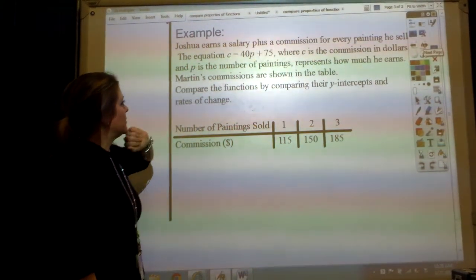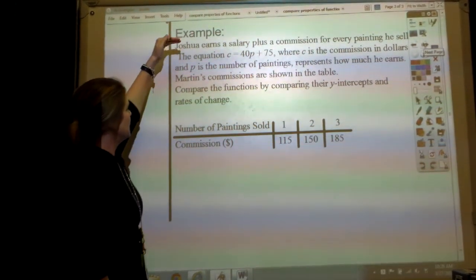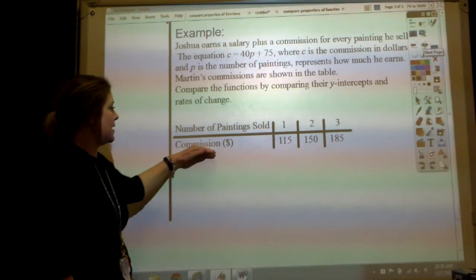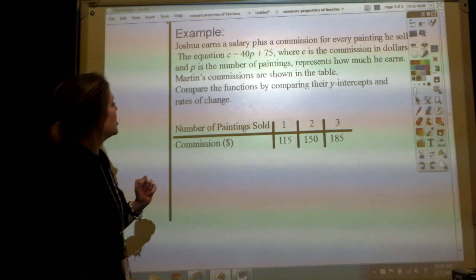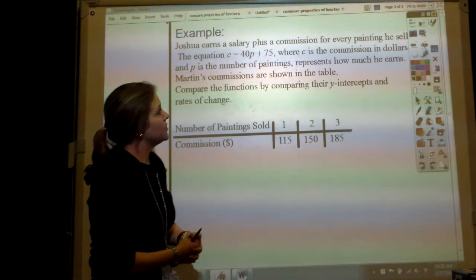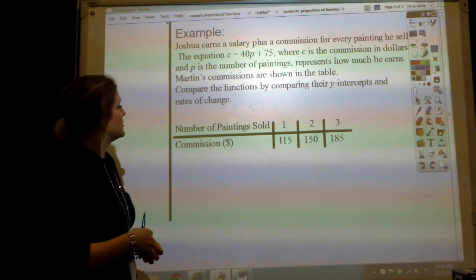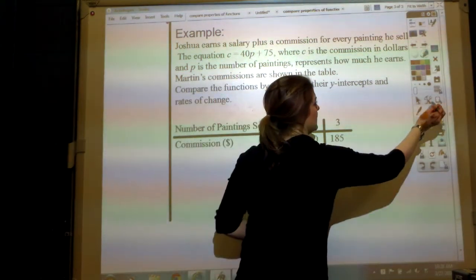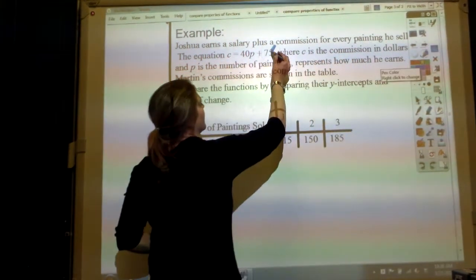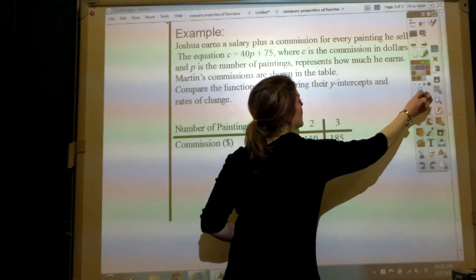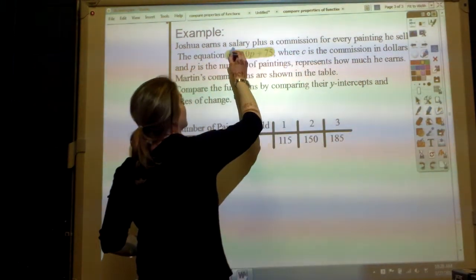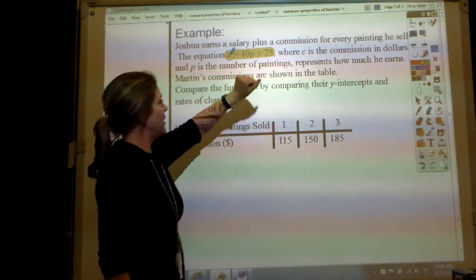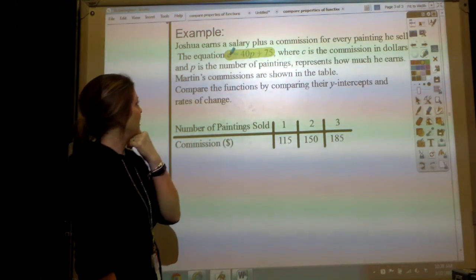So again, we're going to compare two young men, Joshua and Martin, and we're going to look at the number of paintings and the commission that they earn. Joshua earns a salary plus a commission for every painting that he sells. The equation C equals 40P plus 75, where C is the commission in dollars and P is the number of paintings, represents how much he earns.